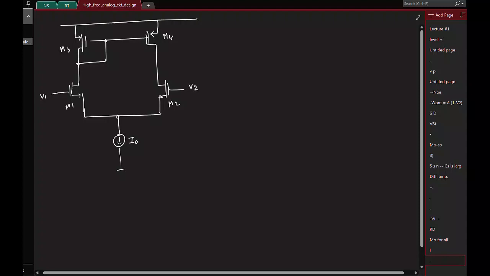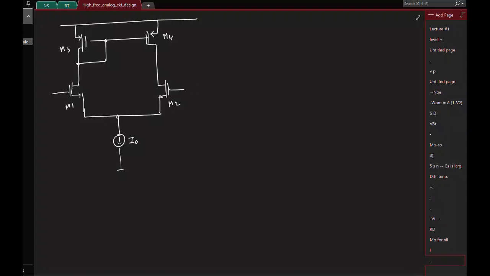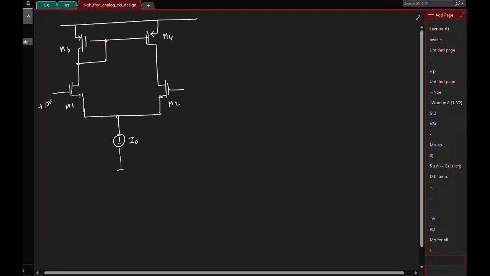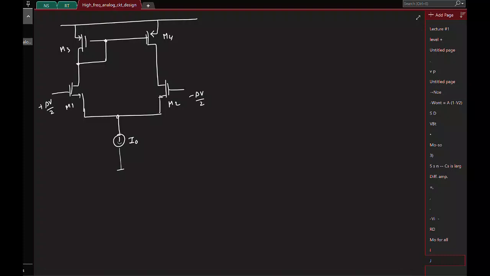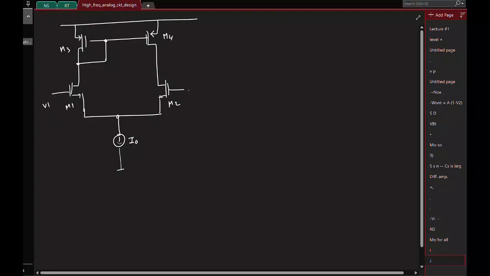And please note, we can't use all this business of half circuits here, because even if I apply a symmetrical input like this, where this side is plus delta V by 2 and minus delta V by 2, the circuit is not symmetrical. So we can't do any reductions in this. So no point in looking at half circuits. Let's directly assume that we have V1 and V2 and find what is the output.